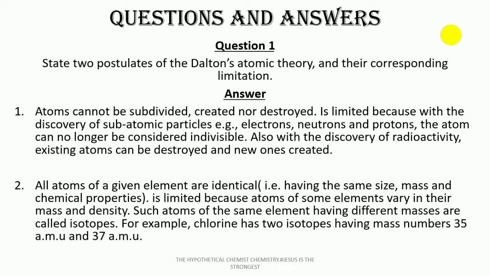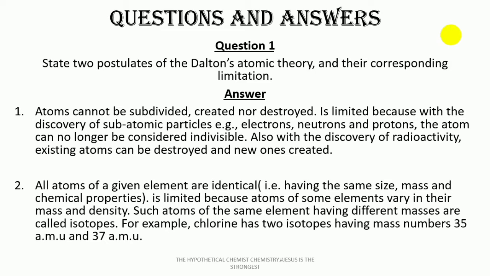Alright, so the second point, because the question said we are to state two postulates. All atoms of a given element are identical, that is, have the same size, mass, and chemical property. That one is also limited because atoms of the same element vary in their mass and density. Such atoms of the same element having different masses are called isotopes. Examples: chlorine has two isotopes, 35 and 37. We can talk about carbon-12, carbon-13, carbon-14, and copper-65 and copper-63. All these are isotopes.